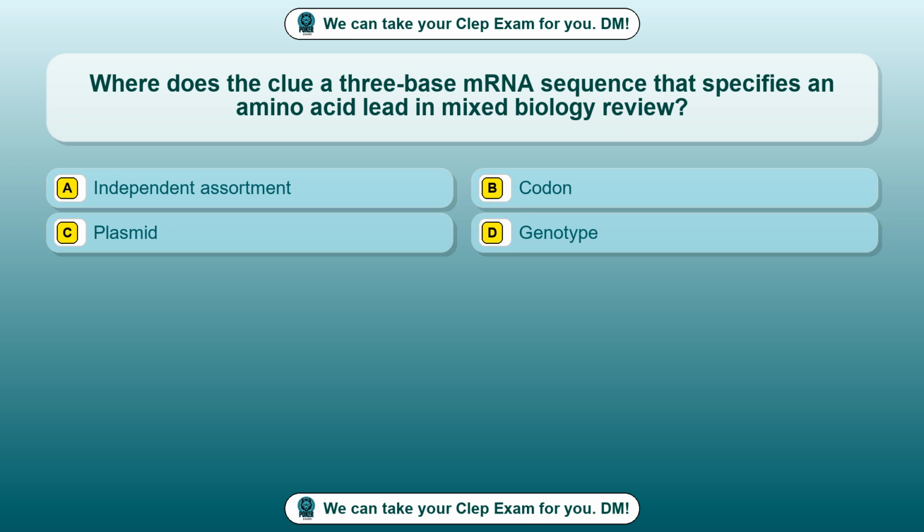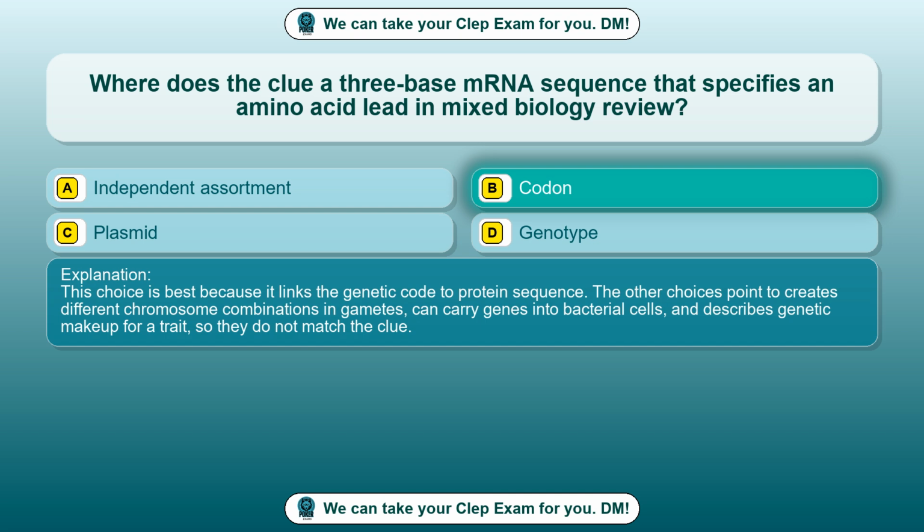Question 94. Where does the clue a 3-base mRNA sequence that specifies an amino acid lead in mixed biology review? Option A, independent assortment. Option B, codon. Option C, plasmid. Option D, genotype. The correct answer is option B, codon. This choice is best because it links the genetic code to protein sequence. The other choices point to creates different chromosome combinations in gametes, can carry genes into bacterial cells, and describes genetic makeup for a trait, so they do not match the clue.